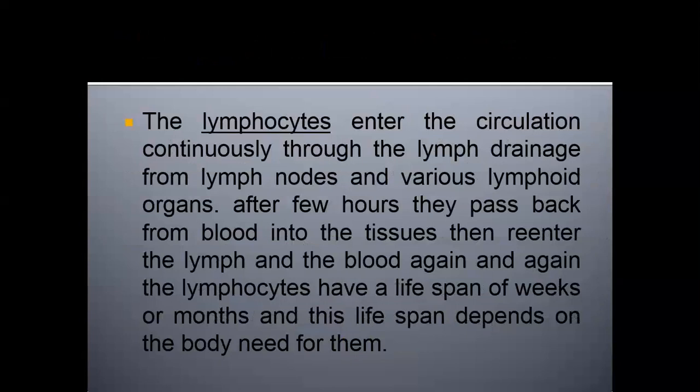As for the lymphocytes, the matter is somewhat different. They enter the circulation continuously through the lymph drainage from the lymph nodes and various lymphoid organs. After a few hours, they pass back from the blood to the tissues and they re-enter once again. So it's a state of recirculation between the lymph, the tissues, and the blood, again and again. The lymphocytes have a lifespan of weeks or months, and this lifespan depends on the body's need of them. Sometimes some subsets of lymphocytes, especially the memory cells, have a lifespan of years.